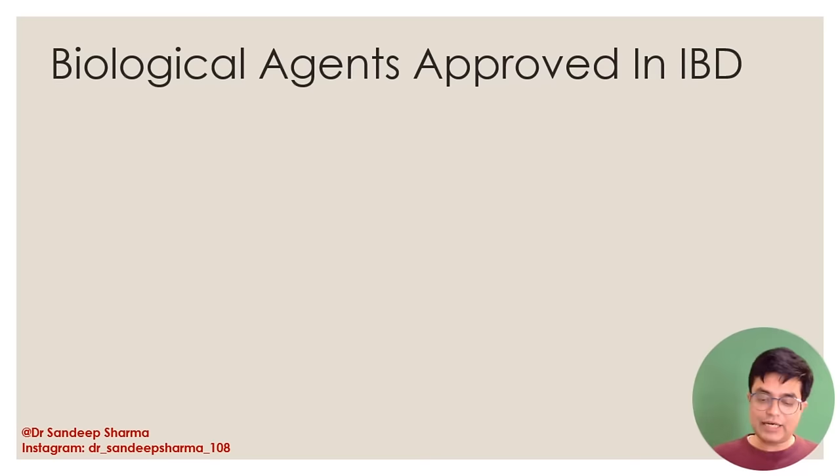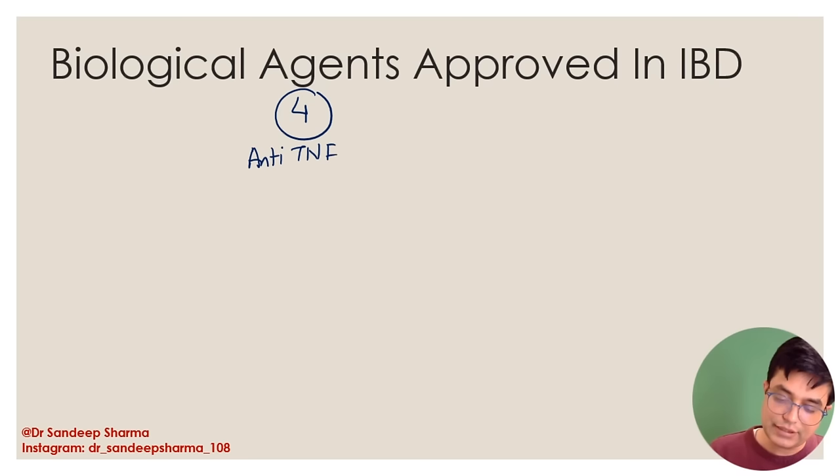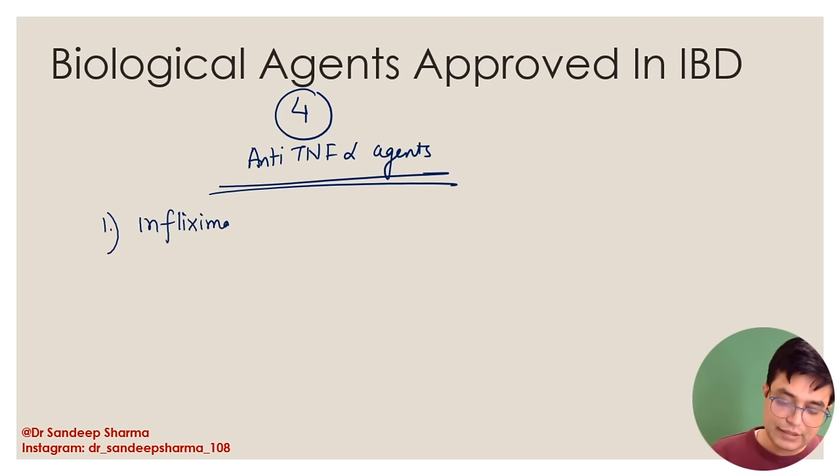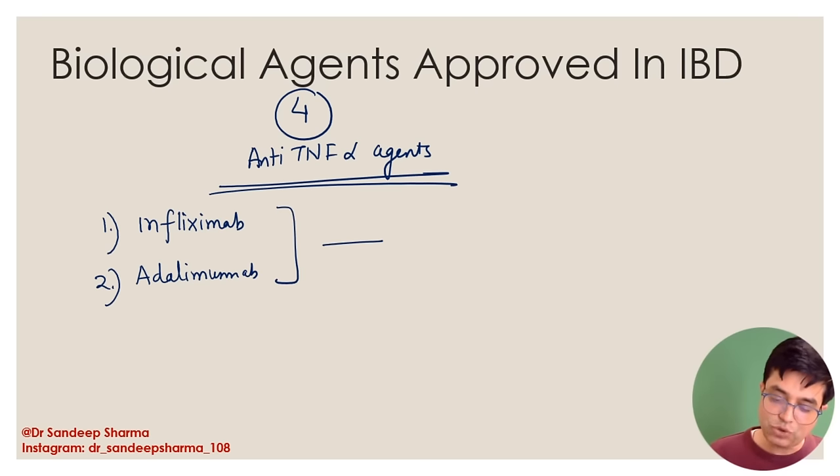Have a look at some biological agents which are approved in IBD. There are 4 biological agents which are approved in IBD according to Harrison 21st edition. It says that the 4 agents include anti-TNF-alpha agents. Because tumor necrosis factor is involved in the pathogenesis, 4 anti-TNF agents have been approved. First, we have infliximab. Second, we have adalimumab. Both of them are anti-TNF-alpha monoclonal antibodies, and they are approved in both ulcerative colitis as well as Crohn's disease.